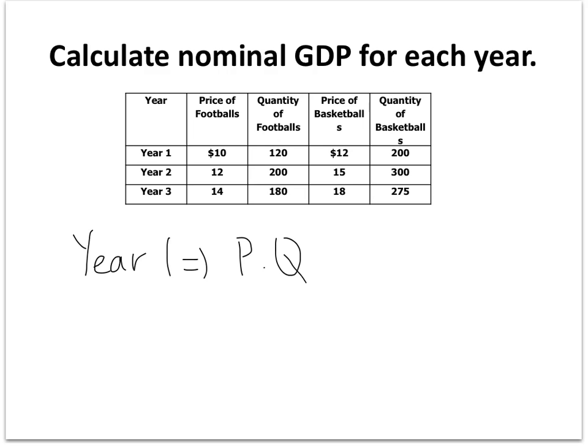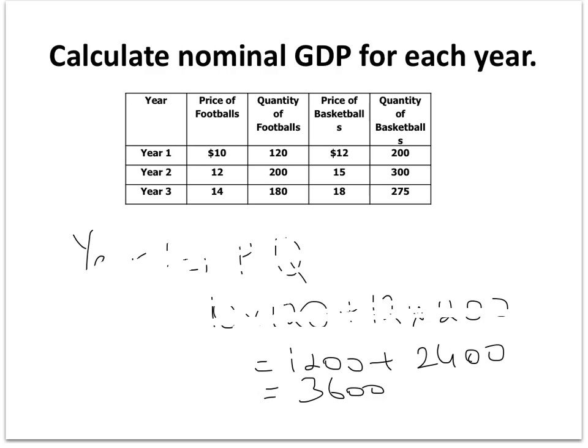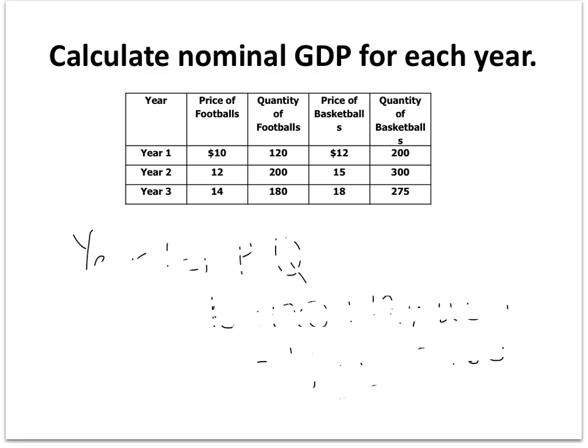Here, the price of football is $10 times 120 footballs. But this is not the only good produced in the country, so there is another good, basketball, 12 times 200. So as you see here, 1200 plus 2400, you get $36,000 of GDP. This country has in year 1 $36,000 of GDP. Let's look at year 2. In year 2 we will do the same calculation.